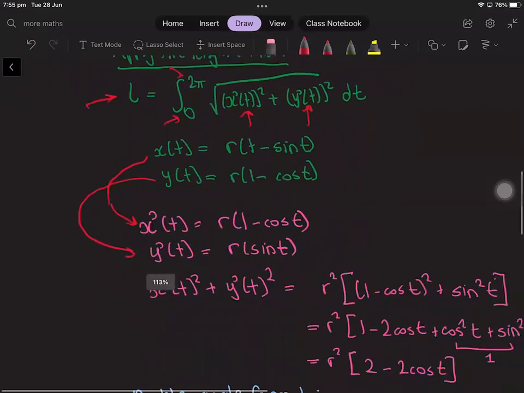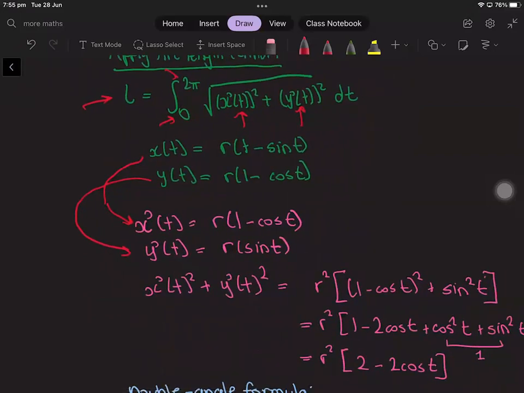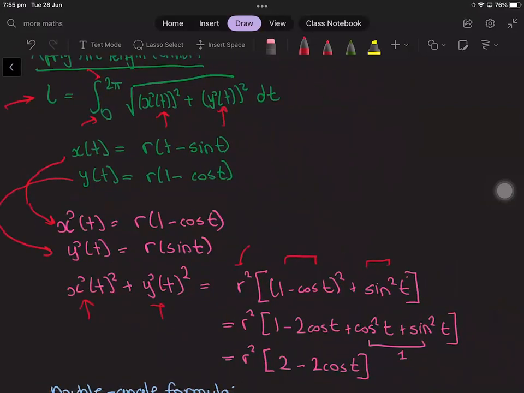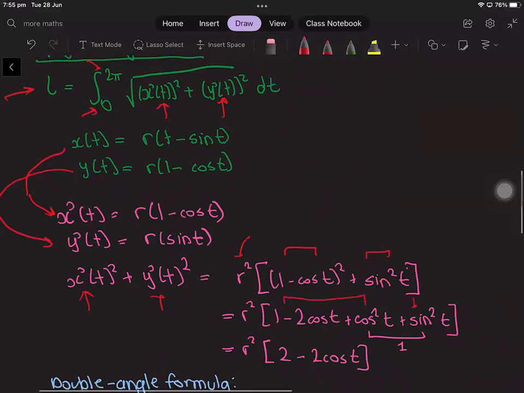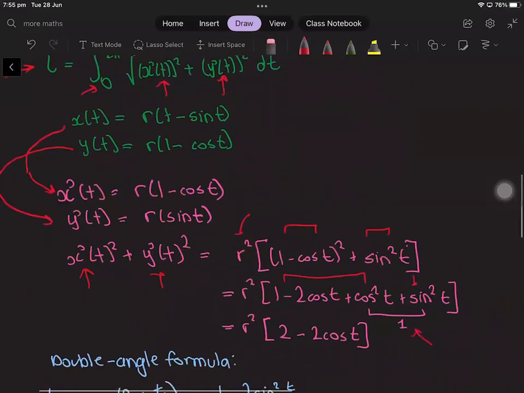So if we calculate the sum of the squares of the derivatives, we get r squared times (1 - cos t) squared plus sin squared t, and expanding out (1 - cos t) squared, we get this plus sin squared t. However, we also know that cos squared t plus sin squared t is equal to 1. So this allows us to simplify it to (2 - 2 cos t) times r squared.